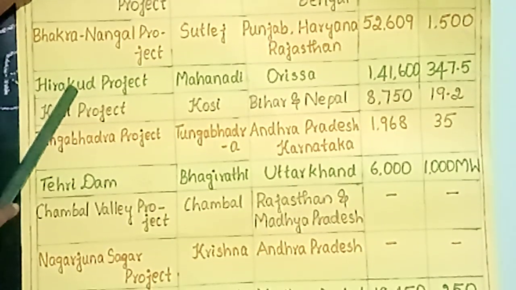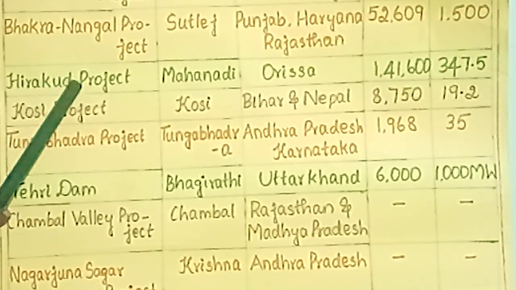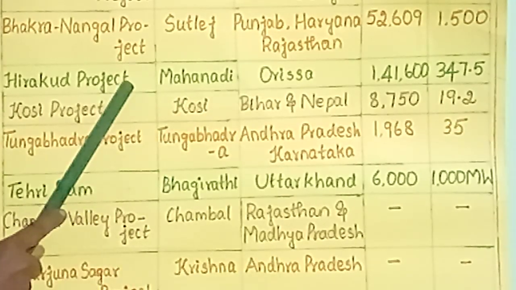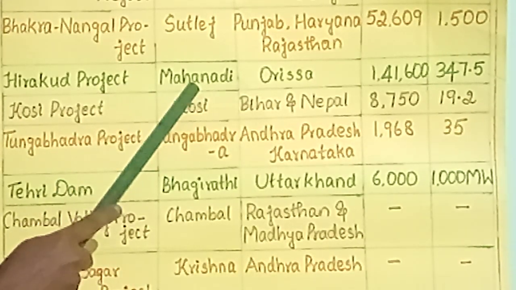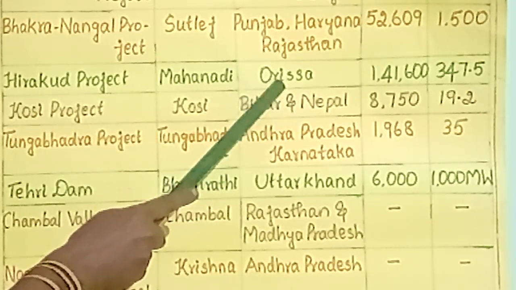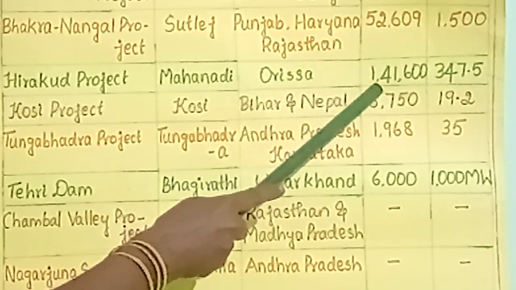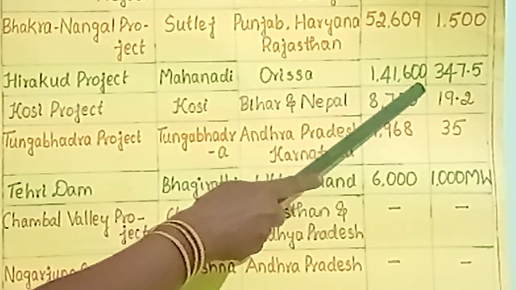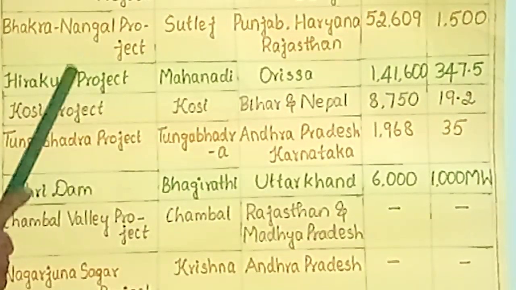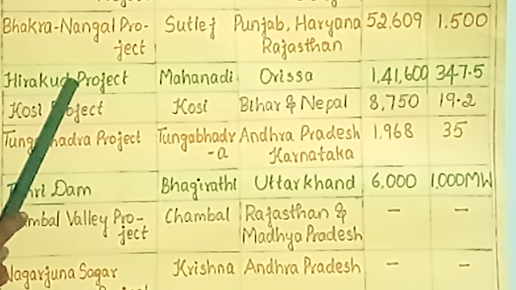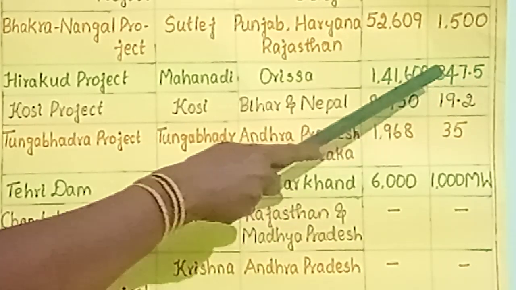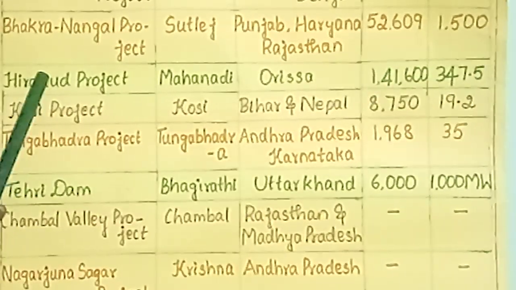Then the next one is the Hirakud project. It is a dam built across the river Mahanadi. The benefited state is Orissa. 1,41,600 square kilometers of area are irrigated through this dam's water, and also 347.5 megawatt electricity is produced through this particular dam's water.